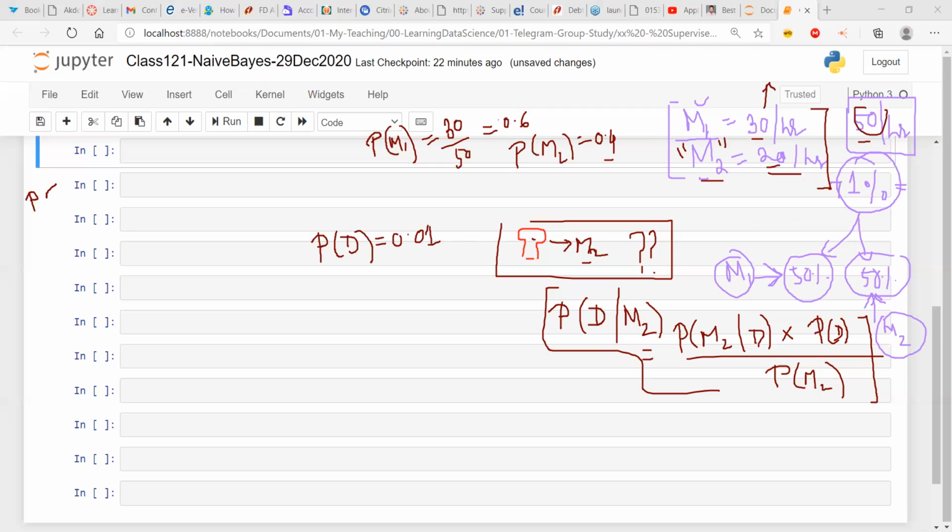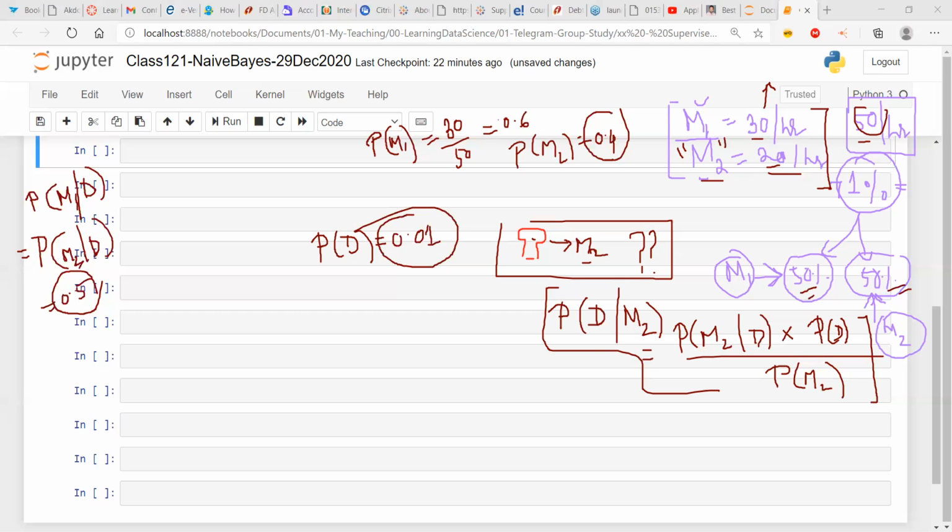Probability of getting a defective item given it was produced by machine M1 is equal to probability of getting a defective bulb given it was produced by machine M2, and both of them are equal to 50%, so I can write them as 0.5. This information is already given to me. My data set already gives me this information. My QA engineer has already given it to me. Then I can simply take this value and put it into this equation.